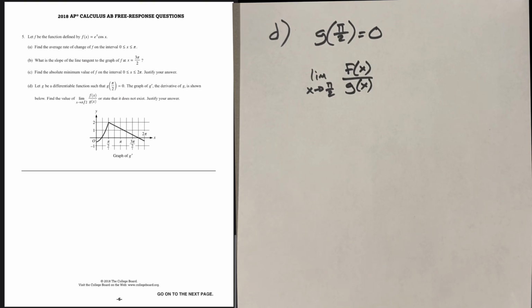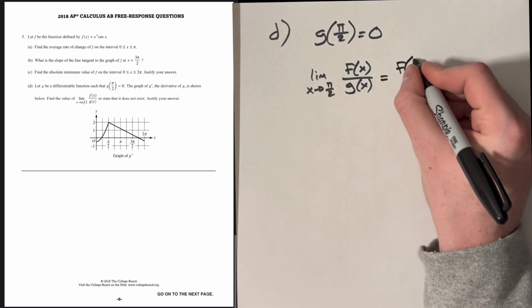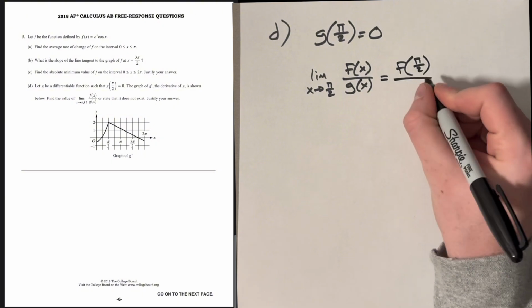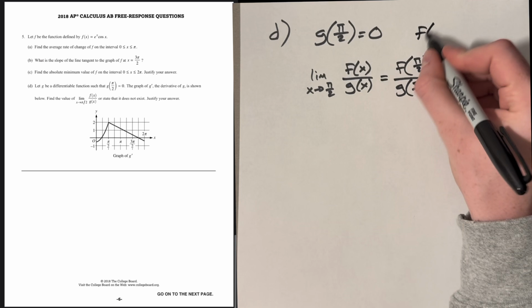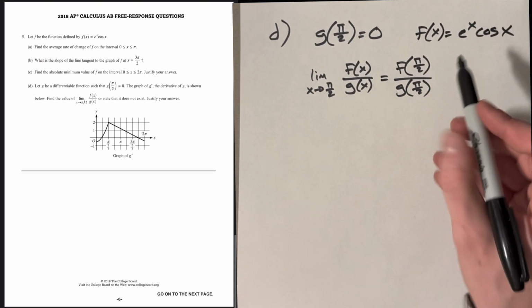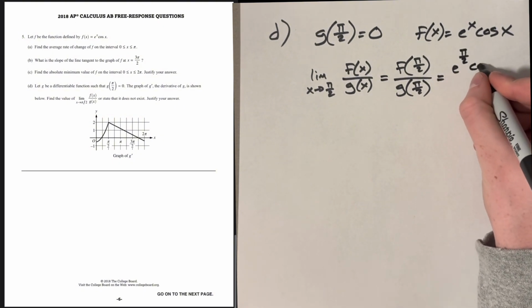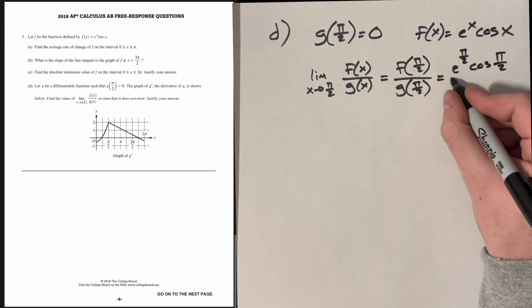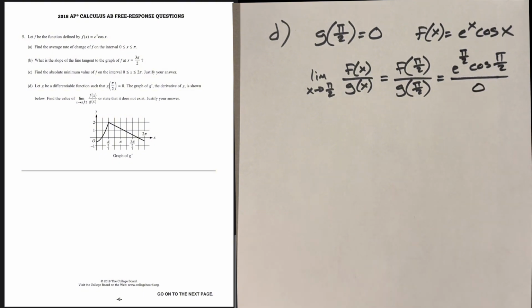So, to solve for a limit, the very first step of any limit question is using direct substitution. So this limit will be equal to f of pi over 2 divided by g of pi over 2. I'll write down our function f again. f of x was e to the x times the cosine of x. So f of pi over 2 is e to the pi over 2 times the cosine of pi over 2. And g of pi over 2 is 0.